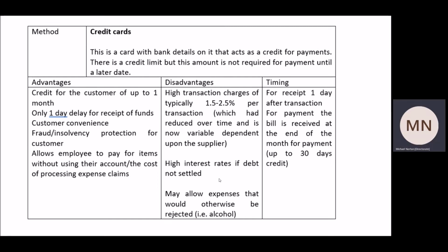There are high interest rates if you don't settle the credit card. If you don't settle the debt, they'll start to charge you somewhere between 15% and 25%, typically 25%. That's very expensive debt compared to, say, a loan, even company startup loans, which are about 10%. So it's very expensive to use a credit card. It also allows people to incur expenses that we'd otherwise reject, like alcohol, which we don't like them to have. Timings: receipt by the supplier 1 day after the transaction, and the bill is at the end of the month, so you could have up to 30 days credit. So that's where we are for credit cards.